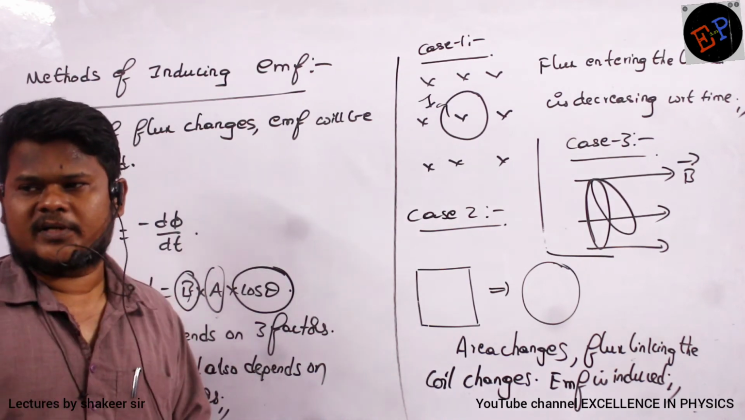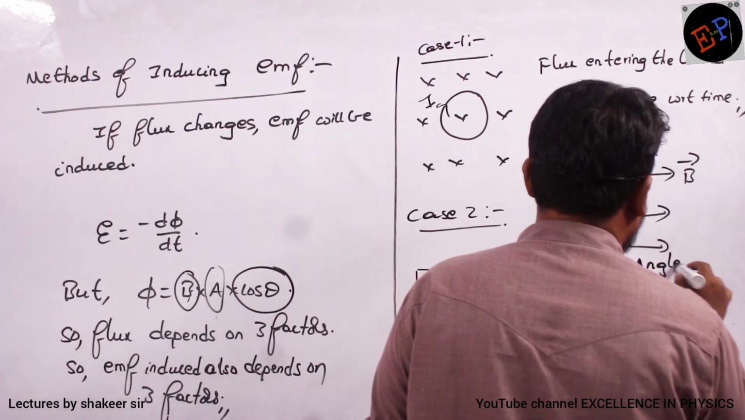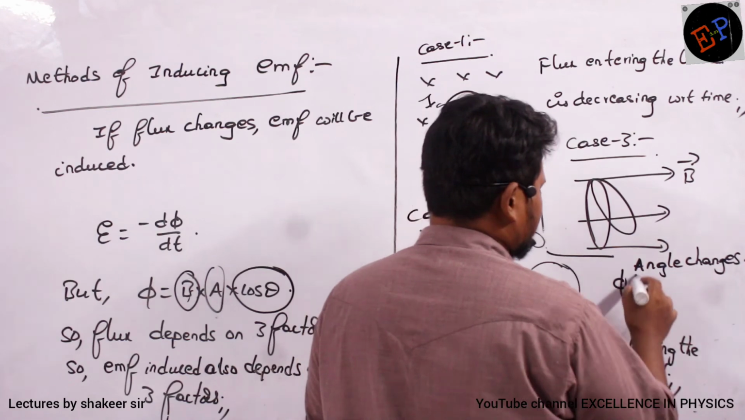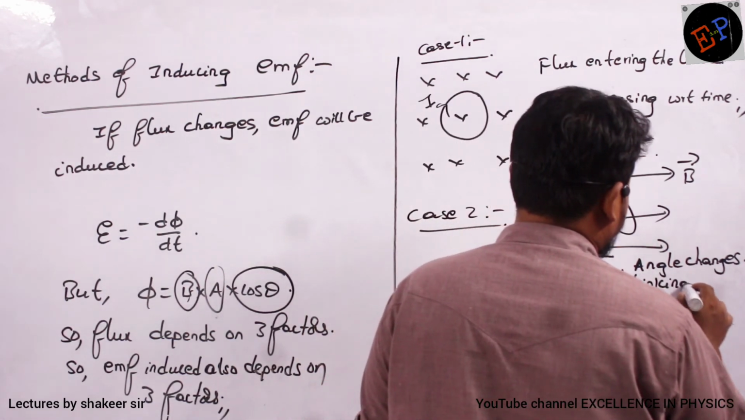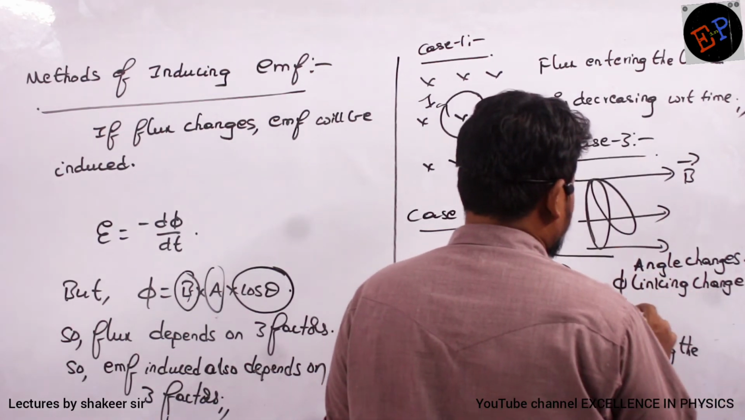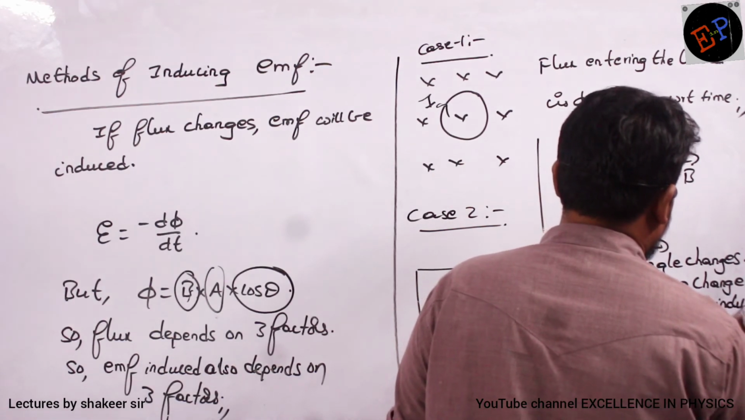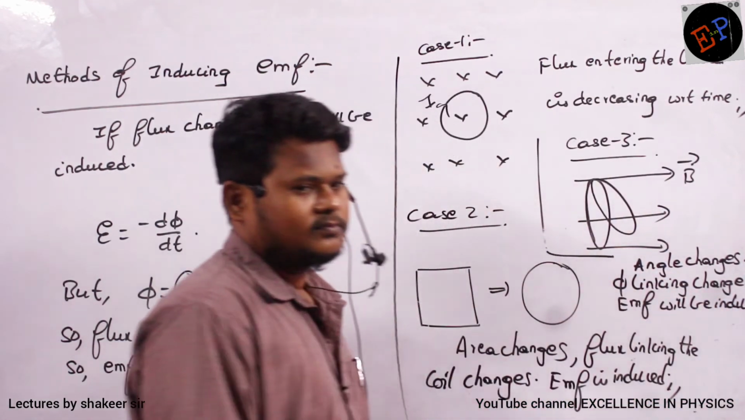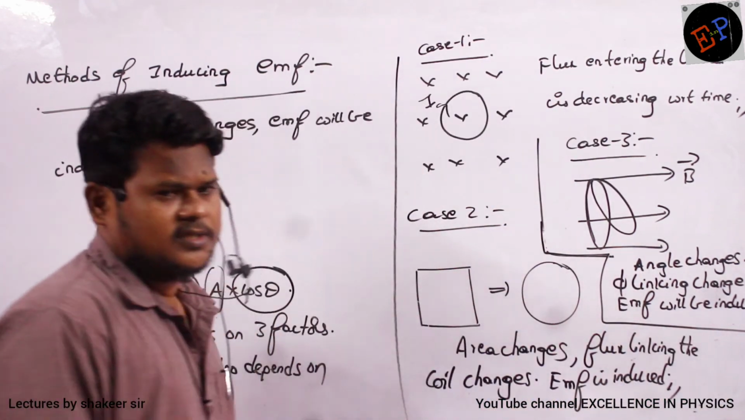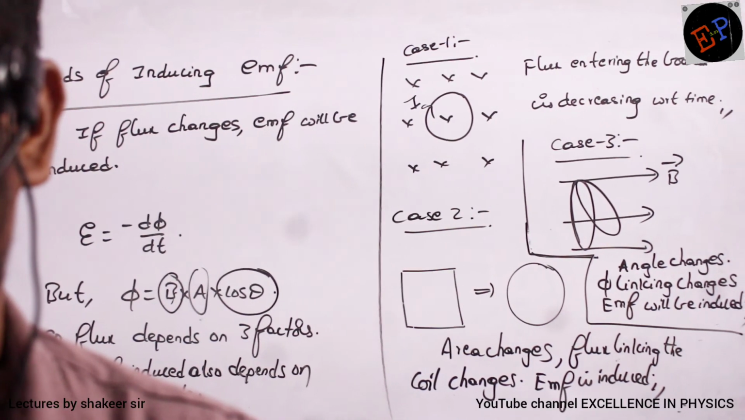This is the third method of induction. Are you able to understand? So here what is happening? The angle or orientation of the coil changes. The flux linking the coil changes, and EMF will be induced. So these are the 3 methods by which flux can change and EMF can be induced. Clear? That's it.